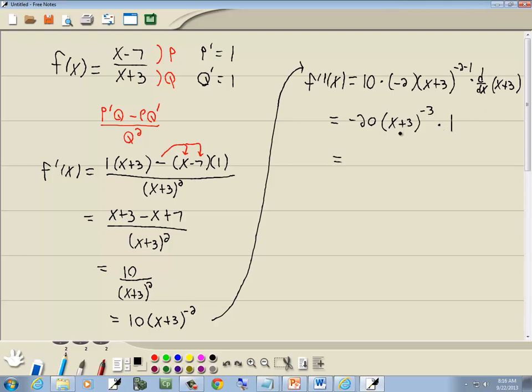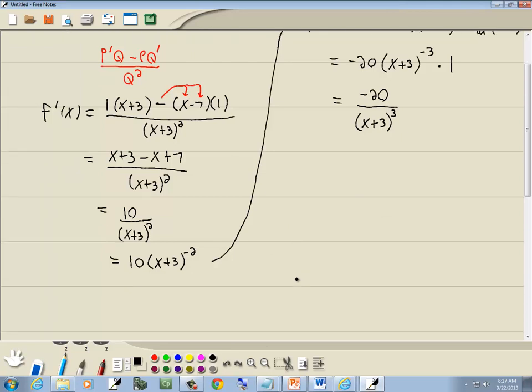Now I want to move that x plus 3 to the negative 3 back down to the denominator. Move it back downstairs, and it becomes x plus 3 to the positive 3. It's kind of small, isn't it? Let's try it again. There. A little bit better. Not much. Now, that's one way. There would have been nothing wrong with using the quotient rule again. Just for fun, let me show it. This is our answer, so as not to confuse that.